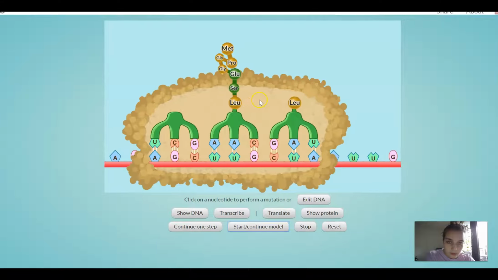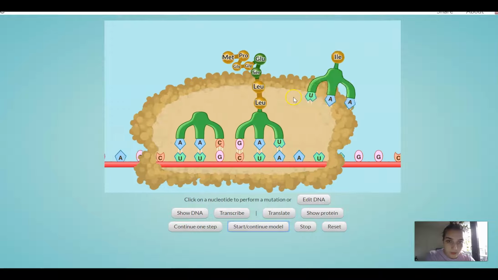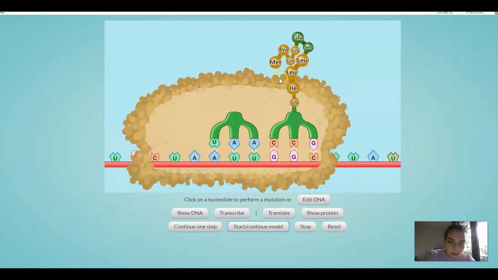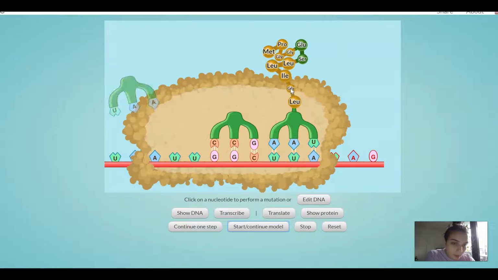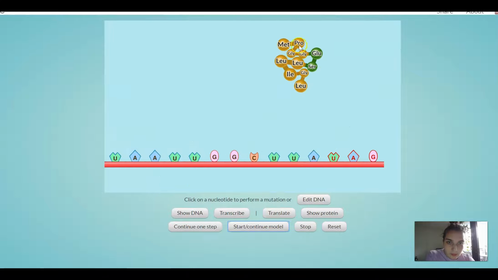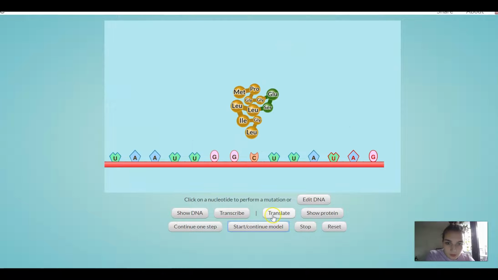So LEU was just added. Another LEU is going to be added. And you can see it starting to form into a ball. All the amino acids are becoming a big ball, which will become a protein. So now you have your lovely protein, and that is where we should be right now.